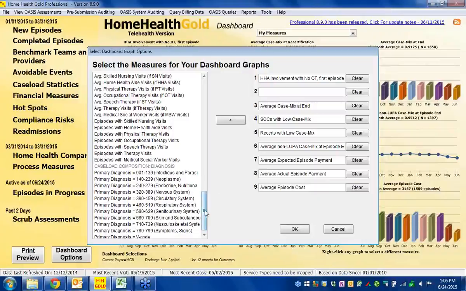So also I've added a few things that historically have only been on the financial profile, things like expected payment, actual payment, episode cost. Those are all now available as dashboard graphs as well. So I think that you'll like all those changes.